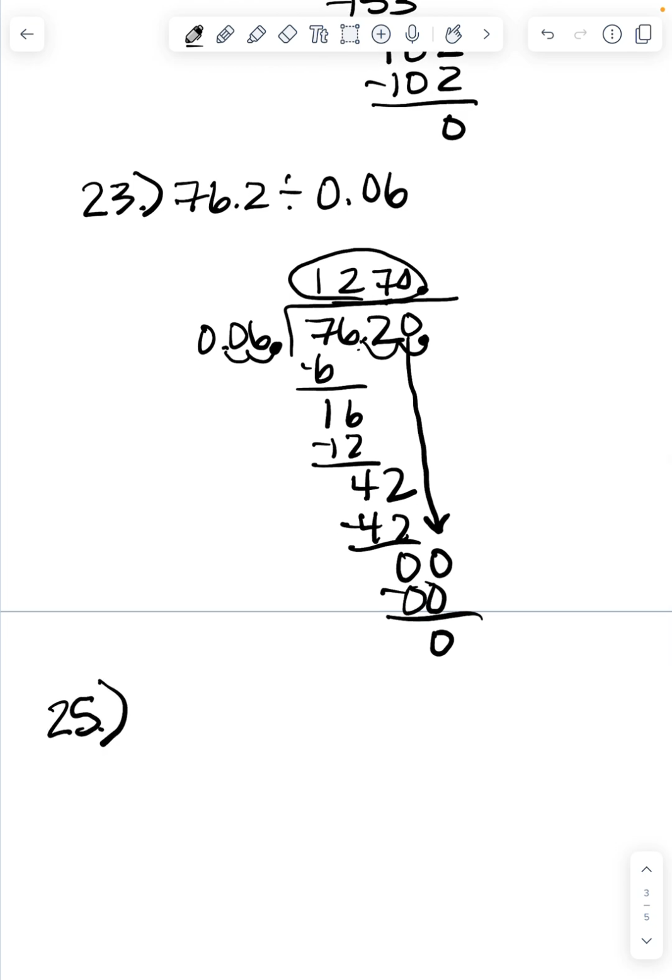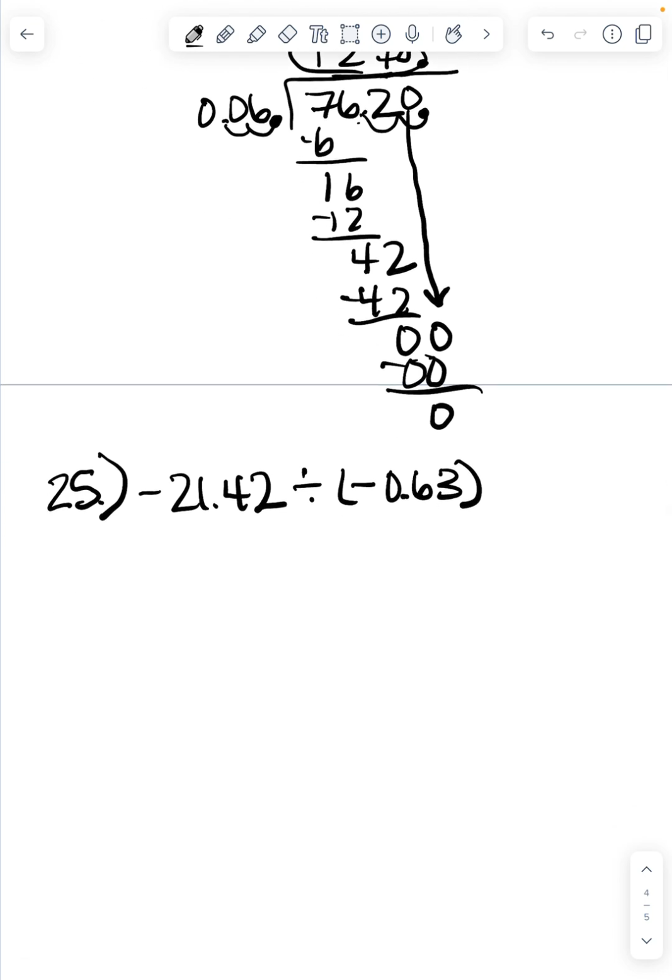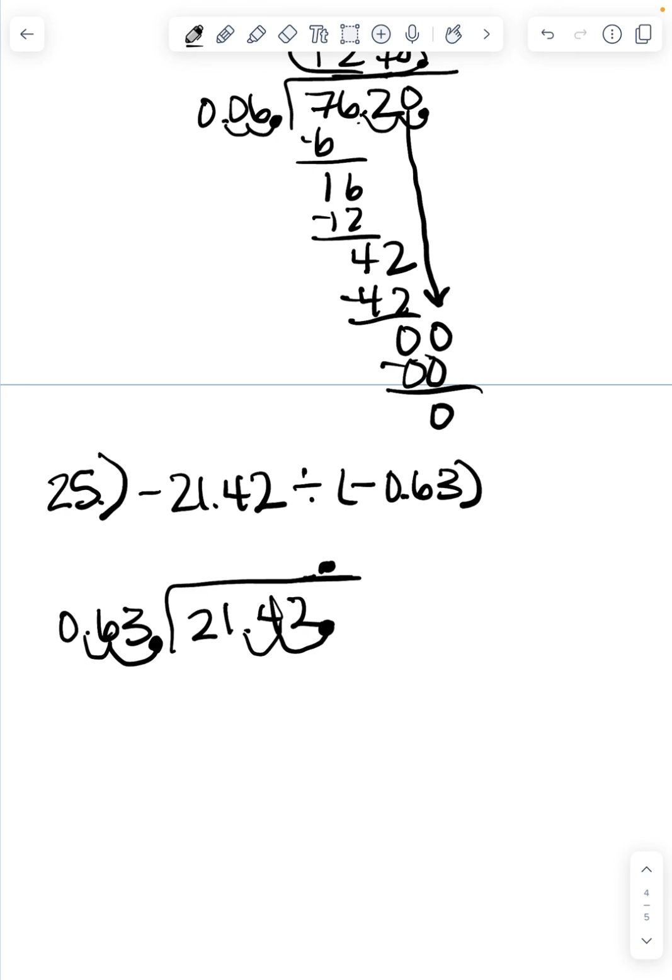Number 25. We have negative 21.42 divided by negative 0.63. Okay, so I'm just making a mental note. I have two negative numbers that I'm dividing, which means I'm going to forget about those because my answer is going to end up being positive anyway. So then I have 21.42 divided by 0.63. So we need to move the decimal right off the bat. And then I'm going to bring it up so that it doesn't get lost, just in case we have any extra zeros that showed up like last time.